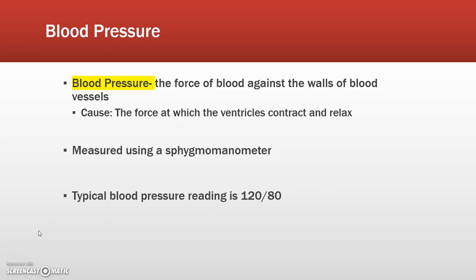So the last thing I want to mention is blood pressure. And blood pressure is the force of blood against the walls of blood vessels. And it's caused by the force at which the ventricles contract and relax. So your first number is always, or called systolic, is the force on the blood vessels. It's the force on your arteries. And the second number is called diastolic, and that's the force on your veins. And it's always lower because when the blood's going through the veins, your ventricles are relaxing. And it's measured using a sphygmomanometer.